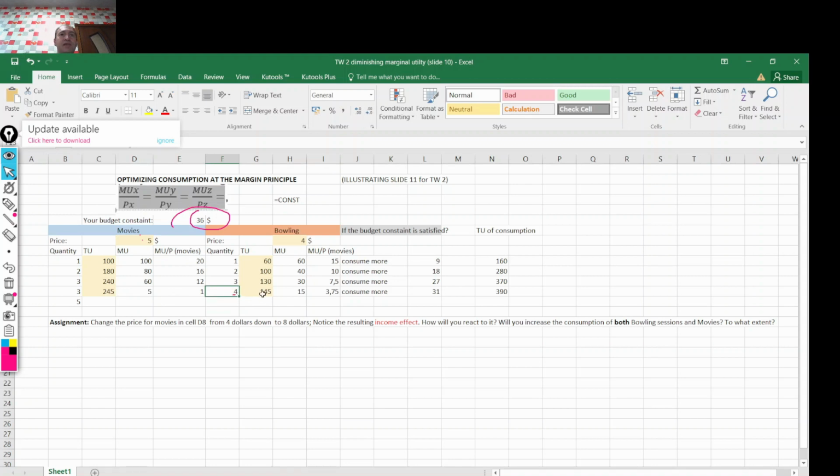And notice what happened. It was the price of movies that declined, but you didn't end up consuming more of movies. You ended up consuming more of bowling. Okay, so income effect is like that. It's the movie thing that went down in price. But in association with that, you didn't consume more of movies. You actually ended up consuming more of bowling.